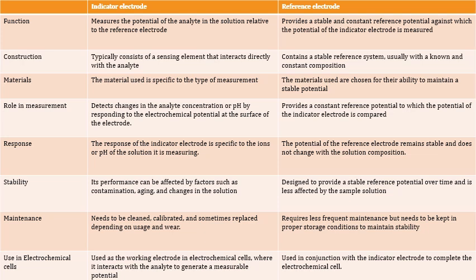While for the construction of the reference electrode, it contains a stable reference system, usually with a known and constant composition. For example, a calomel electrode has mercury and mercurous chloride. A silver chloride electrode has a silver wire coated with silver chloride. And the materials used are chosen for their ability to maintain a stable potential. This often includes elements like silver, mercury, and calomel, that is mercurous chloride. The calomel is called mercurous chloride.